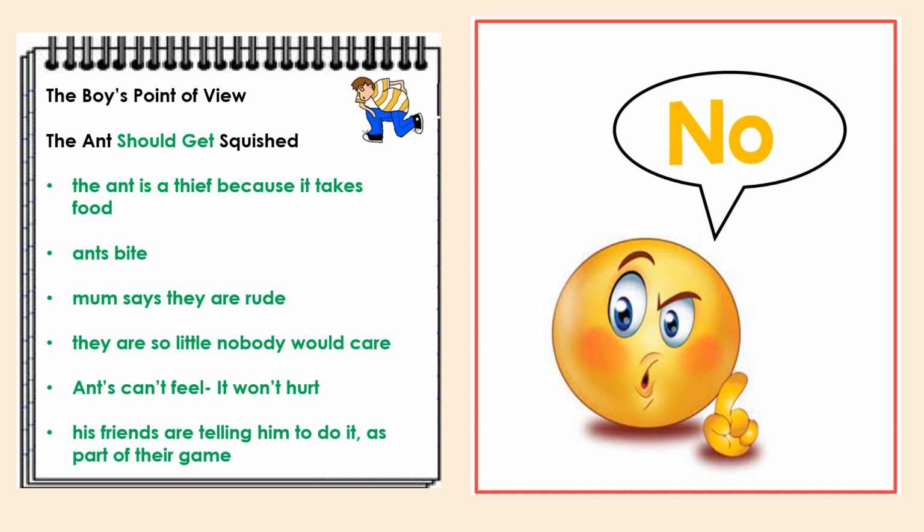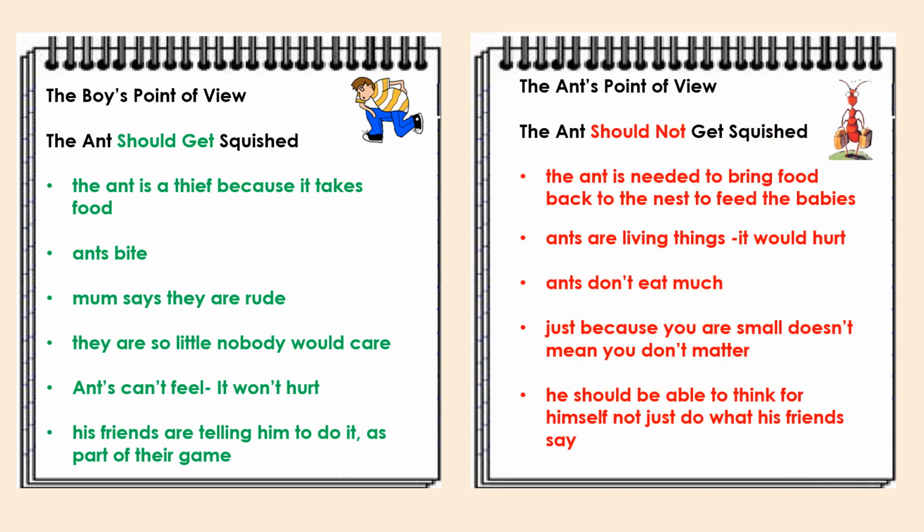But now the other point of view was the ant's, and the ant definitely did not want to be squished. His reasons were, he shouldn't get squished because the ant was needed to bring back food to the nest to feed the babies. Ants are living things, and we should protect living things. We shouldn't hurt them. Ants don't really eat too much. Remember in the story, he was only taking a chip, and that was going to feed all his ant mates.